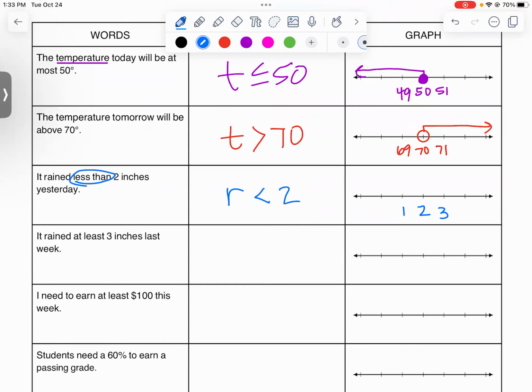Tony, open or closed circle? Open, because there's no line. Very good. West, right or left with my line? We want numbers smaller than, so we're going to go to the left.